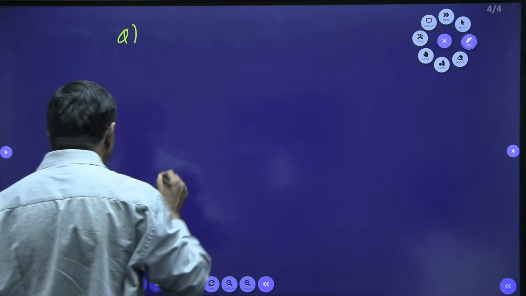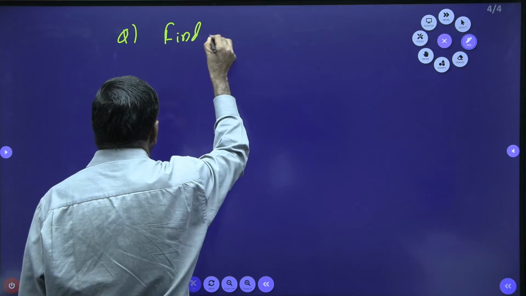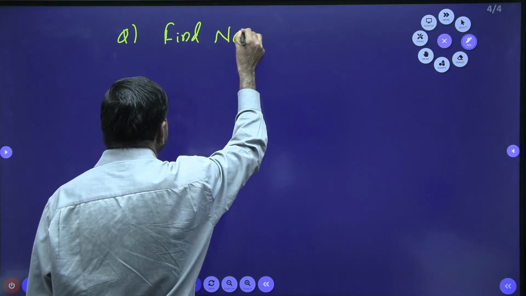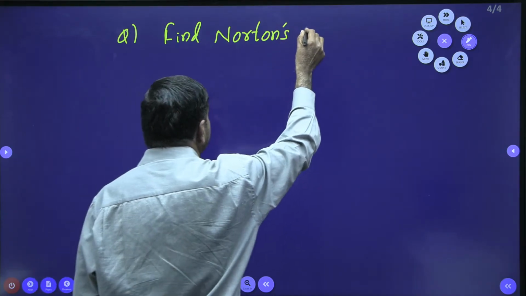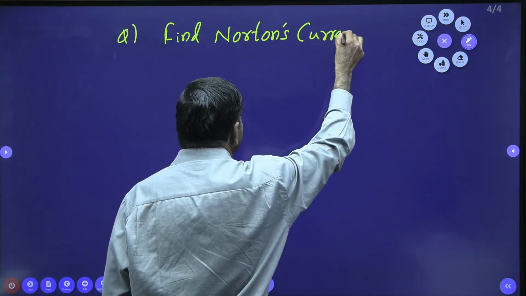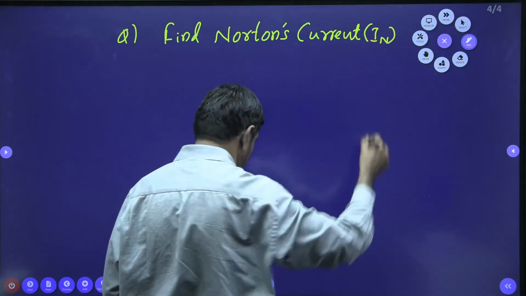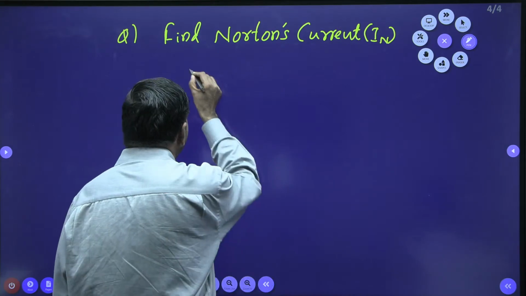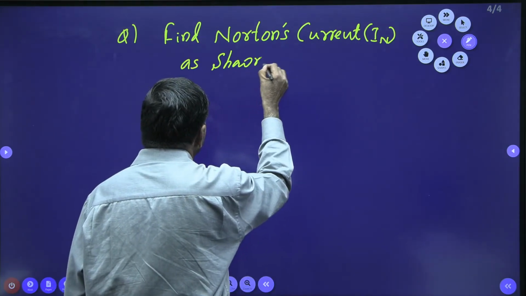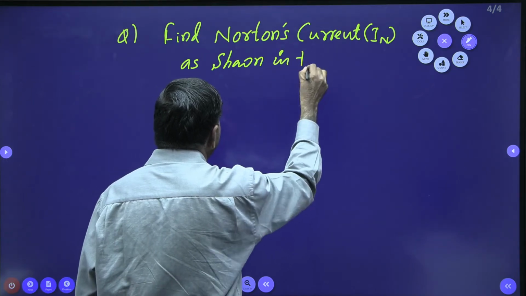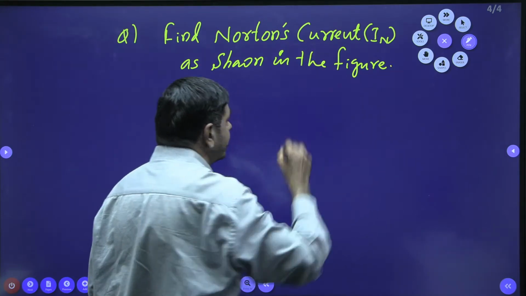Find Norton's current. It is asking for Norton's current, with the suffix n given in the bracket, Norton's current IN as shown in the figure. In the figure, it is given like this.